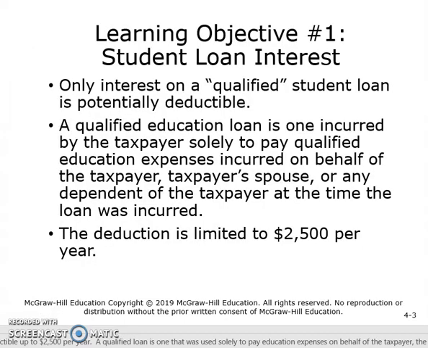We're going to start first with the student loan interest deduction. Only interest on a qualified student loan is potentially deductible. A qualified education loan is one that's incurred solely to pay for qualified educational expenses incurred on behalf of the taxpayer, taxpayer's spouse, or any dependent of the taxpayer at the time that loan was incurred. So what this means is that the student loan interest can only be deducted on loans that were used to pay for qualifying educational expenses. If you used a student loan to buy a car, then that would not be a qualified education expense. The deduction is limited to $2,500 per year.